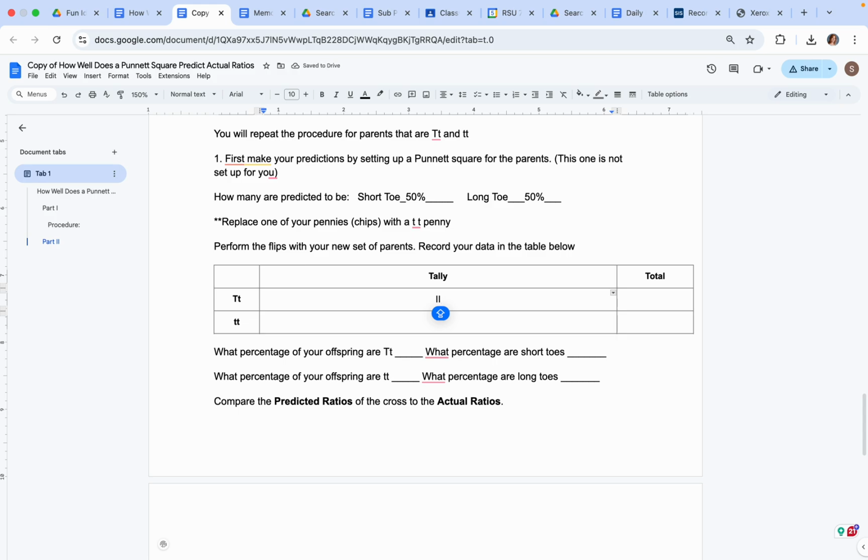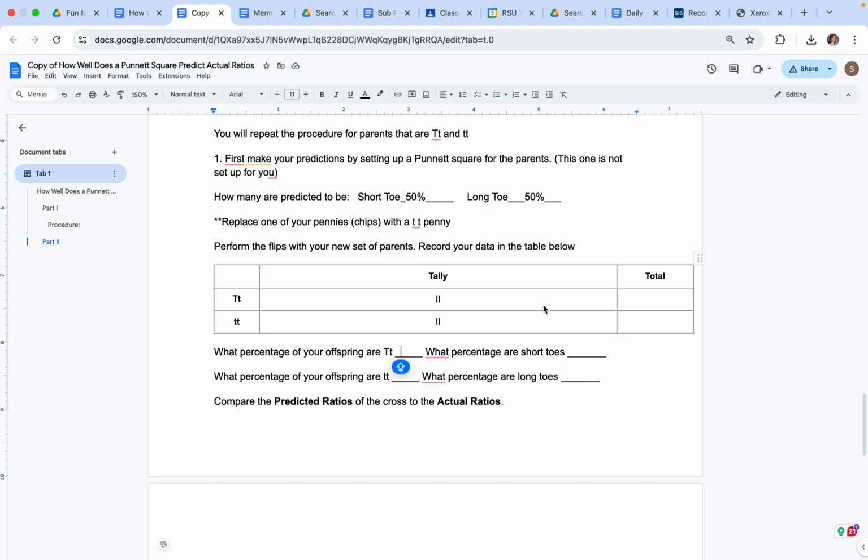And I would keep doing this again until we get to 100. This time it's a lowercase t, so we know the heterozygote's giving a lowercase t, and that other parent is always giving a lowercase t, so that's going to be 2 lowercase t's. Flip a coin again, lowercase t. Okay, so you're going to keep doing that until you get to 100. And again, that way these will represent percentages. What percent of your offspring are short toe?